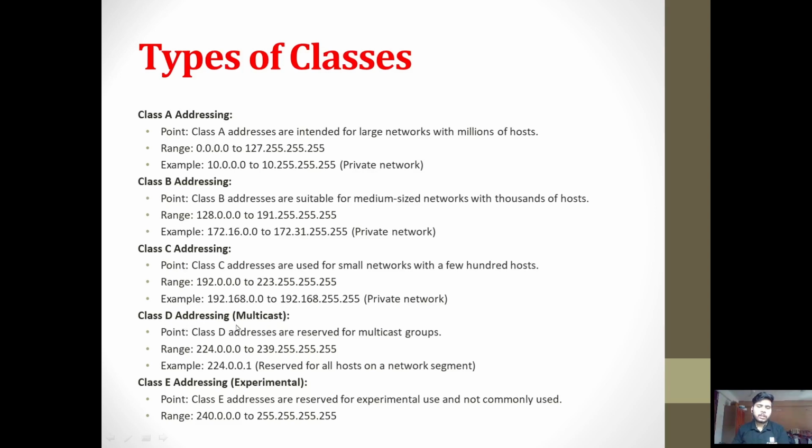Then there is class D. It is reserved for multicast groups, and its range is 224 to 239. And then there is the last one, class E. It is an experimental class, reserved for experimental use and not commonly used. Its range is from 240 to 255.